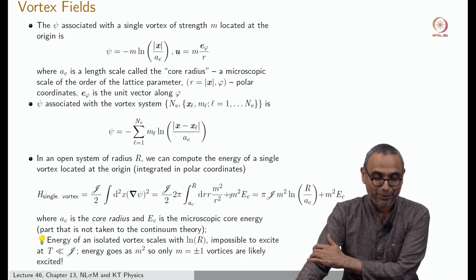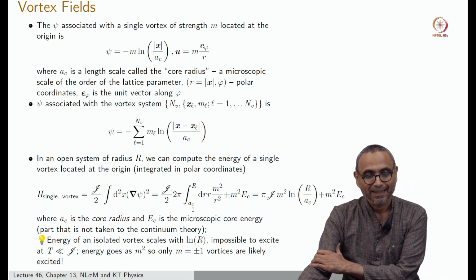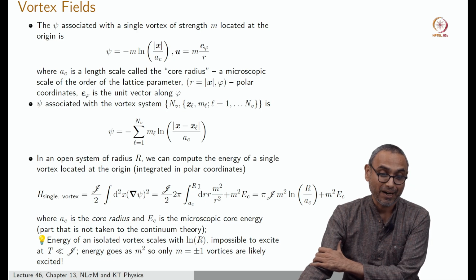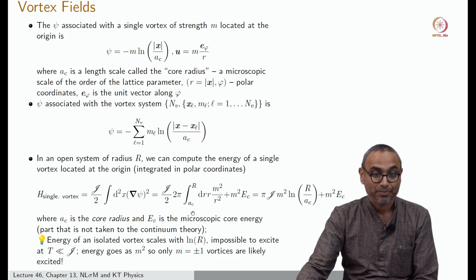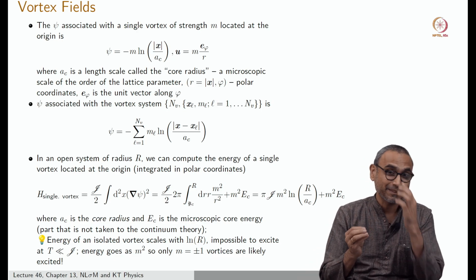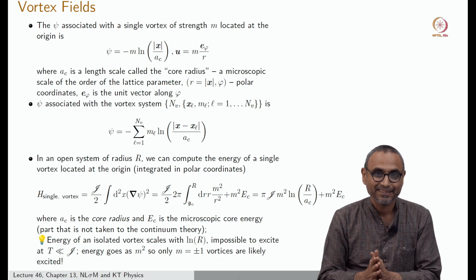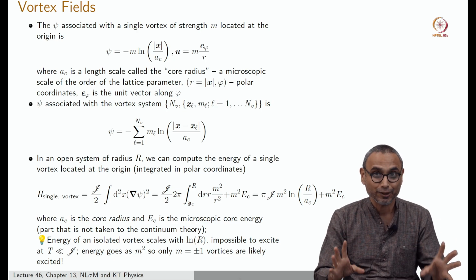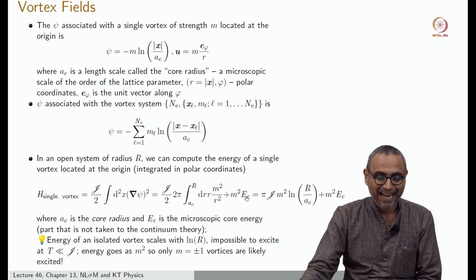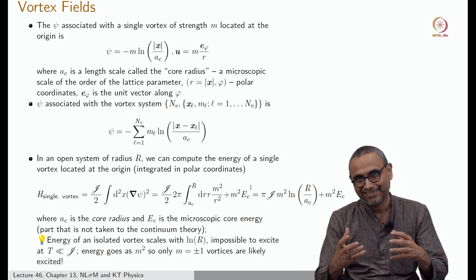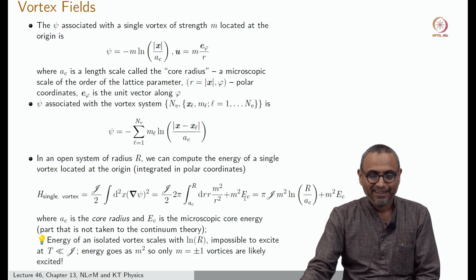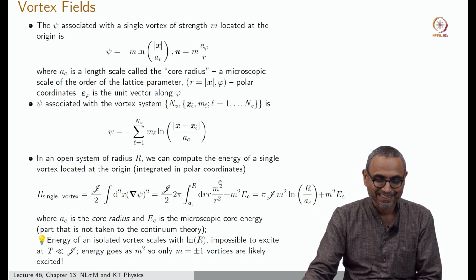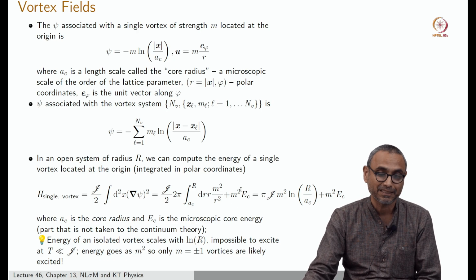So now you see something very beautiful. You see that I am only integrating from a_c to R. R is the system size. Why am I doing this? Because this continuum description is not valid below a_c. So what I am going to do now is phenomenologically say that I will get a core energy, that is energy associated with whatever I have excluded, and since this scales as m square, it is also natural to scale this core energy as m square, where m is the vorticity.